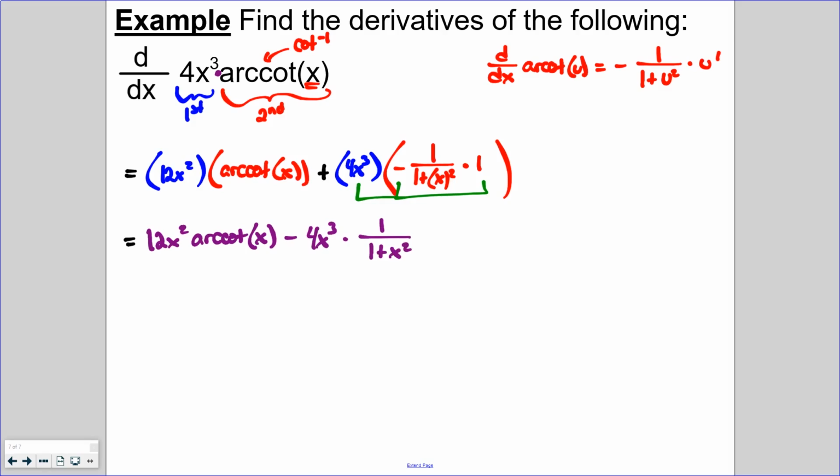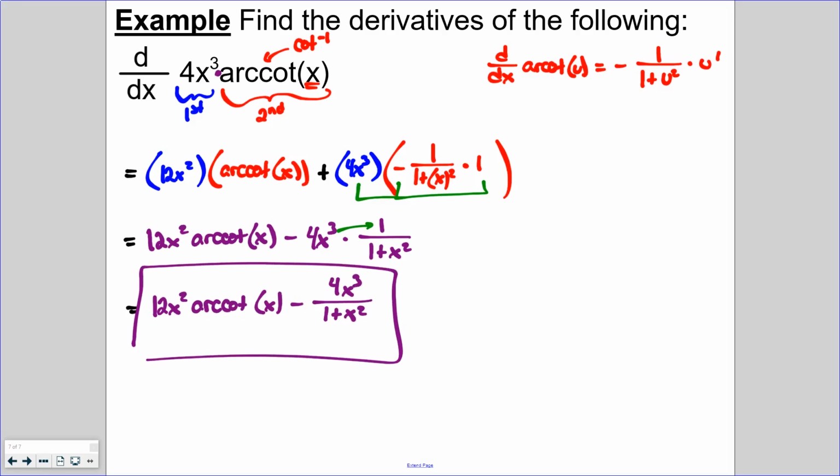Almost done, because then we can take the 4x cubed and multiply it to the numerator, giving us a final answer of 12x squared arccotangent of x minus 4x cubed over 1 plus x squared as our final derivative. And that is it, folks. That is finding the derivative of arctangent or arccotangent functions.